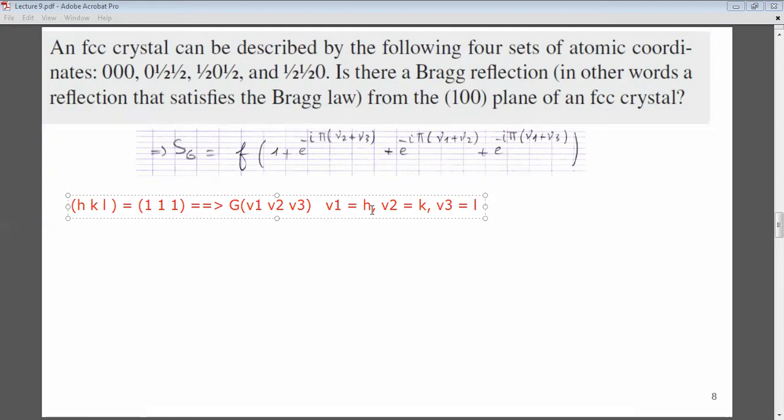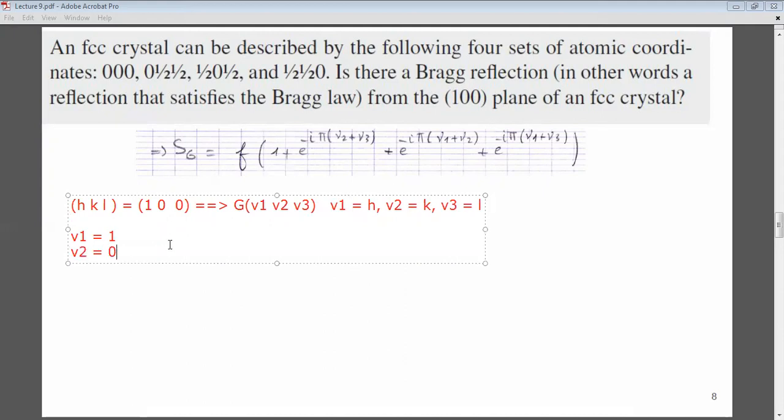So here he's giving me that V1 equals 1. It's from the 1, 0, 0 plane. So I have V1 equal 1, V2 equal 0, V3 equal 0. And I want to see if I will get a reflection. If I get a reflection, it implies I will get a nonzero value of SG, that is, when I square it, I get an intensity. I get a scattering factor. Okay, let's see.